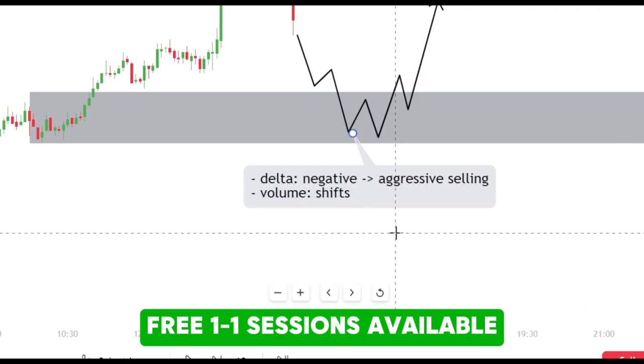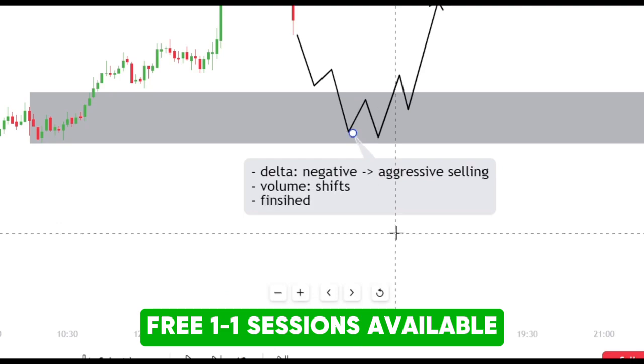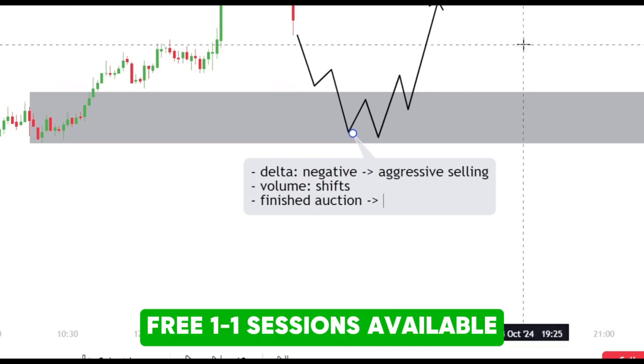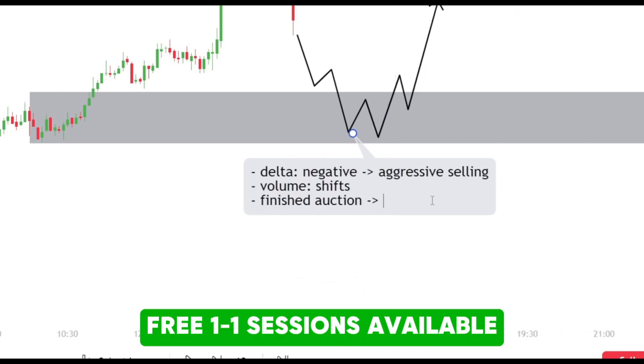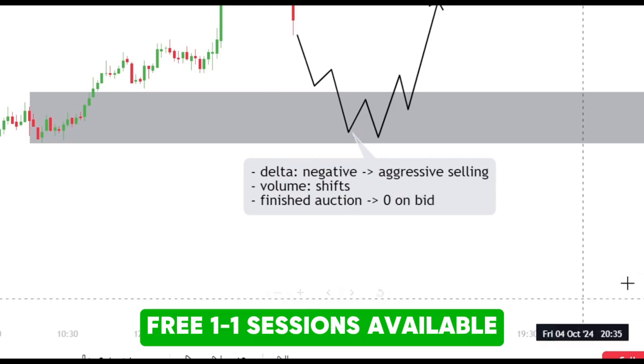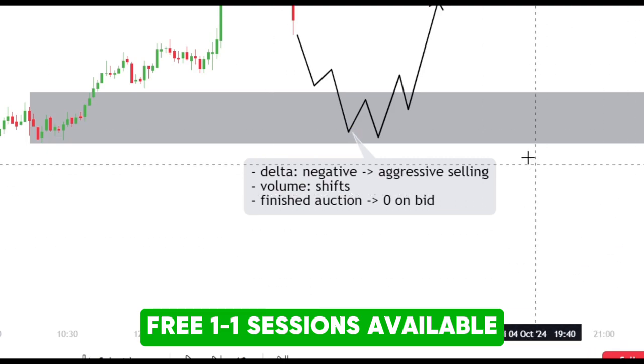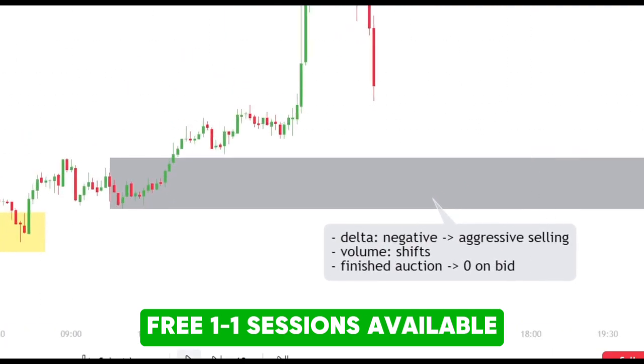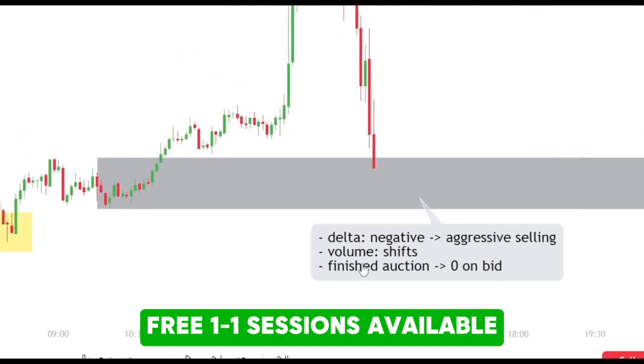And the last thing we want to see is something called a finished auction. A finished auction is when we have a zero on one side. If you remember, we have the bid on the left-hand side and the ask on the right-hand side. So what you want to see is a zero on the bid. Because when you see a zero on the bid, and we're going to be going over this on the footprint chart, what that represents is there are no aggressive sellers trying to drive price down.